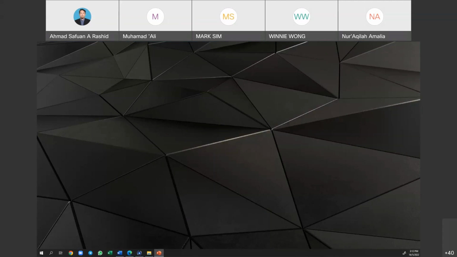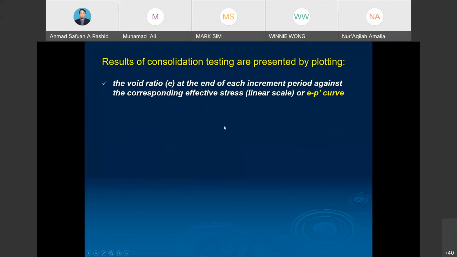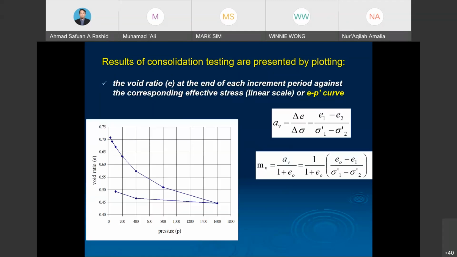Either we use the normal scale, or we can use a log scale graph. The e represents the void ratio. I know you have all heard about the void ratio. While the stress or the pressure represents the load that we apply over the area of the odometer testing chamber.